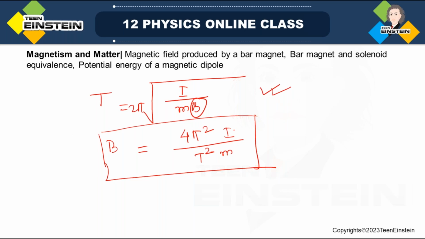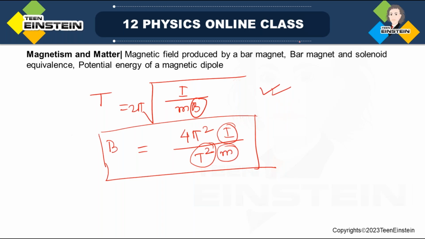Sometimes, like this is the moment of inertia of a compass needle. This is the time period. This is the magnetic moment of the compass needle. So if these are given, then you will be able to find out the magnetic field. So I just finished with this.